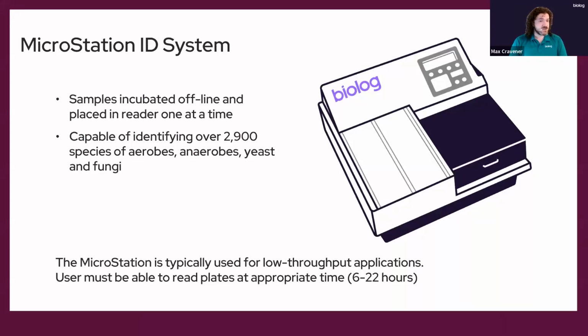Next, we have the MicroStation ID system. And again, here, samples are incubated offline and then placed in the reader one at a time to be read. And this is able to identify everything in our database from our aerobes to anaerobes, yeast, and filamentous fungi. And so this is best for lower throughput applications where you already have an incubator, but just are doing endpoint reads at an appropriate time, depending on the organism, anywhere between 6 and 22 hours.